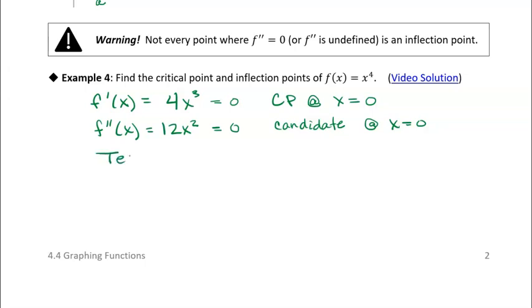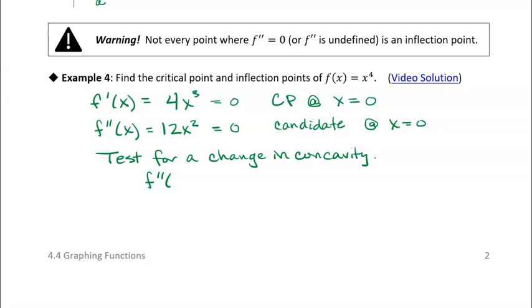So let's test. We need to test for a change in concavity. Just want to remind you what we're doing here. We're looking for an inflection point, and it's not an inflection point unless the concavity changes. So we're going to take this second derivative because we're testing the concavity, and we have to test points on either side of the candidate. The candidate is 0, right? So the second derivative is 0 there. So we want to make sure that the second derivative is actually changing from either negative to positive or positive to negative.